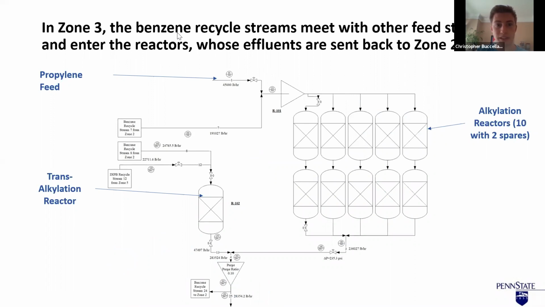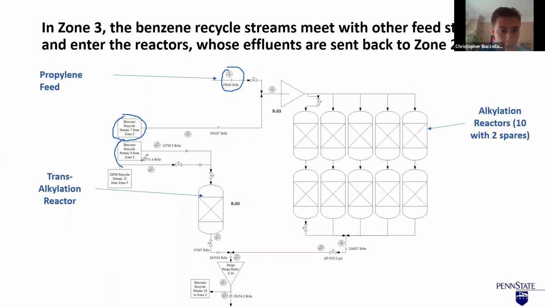Here we see the benzene stream that enters each of our reactors. As you can see here, part of that benzene recycle stream meets with the propylene feed, and this enters the alkylation reactors. We have 5 sets of 2 reactors in series, giving us 10 total alkylation reactors, with 2 reactors kept as spares and that are also used for catalyst regeneration.